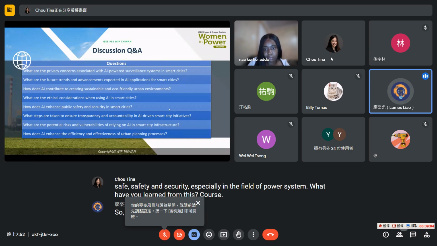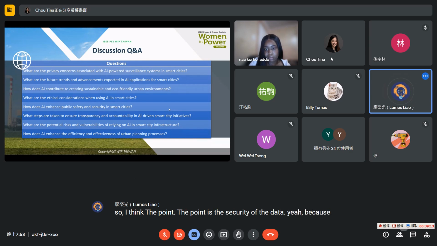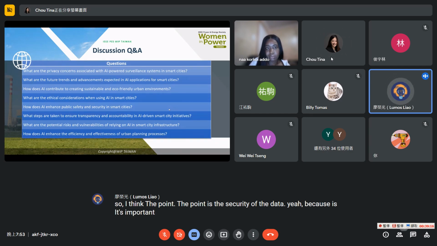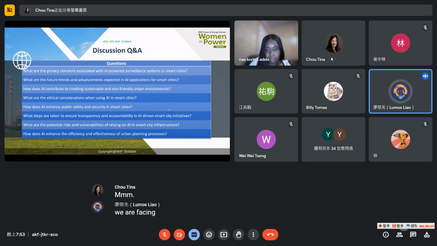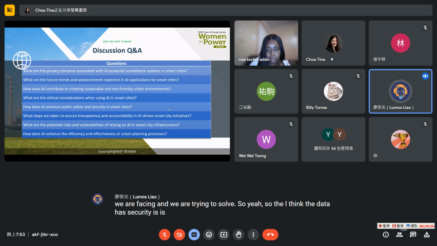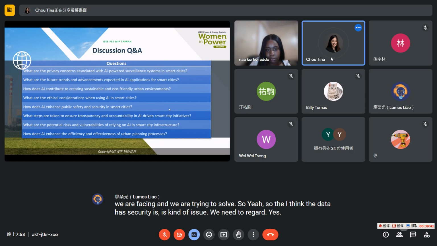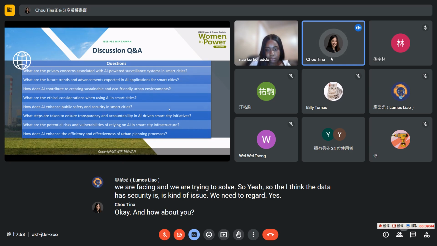So I think the point is the security of the data. It's important to properly monitor the data, and I think this is the problem that we are facing and trying to solve. So I think data security is an issue we need to regard.